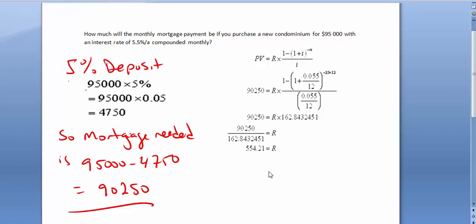Okay, here's the example from the content page. How much will the monthly mortgage payment be if you purchase a new condominium for $95,000 with an interest rate of 5% per annum compounded monthly?